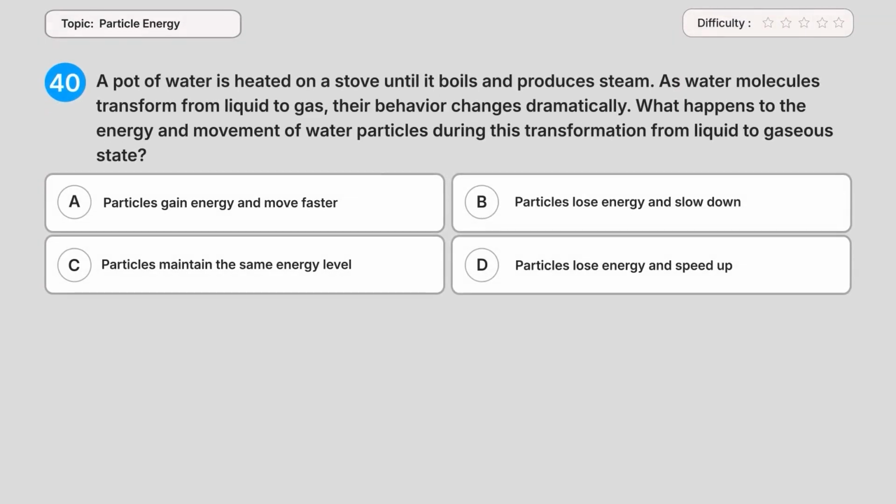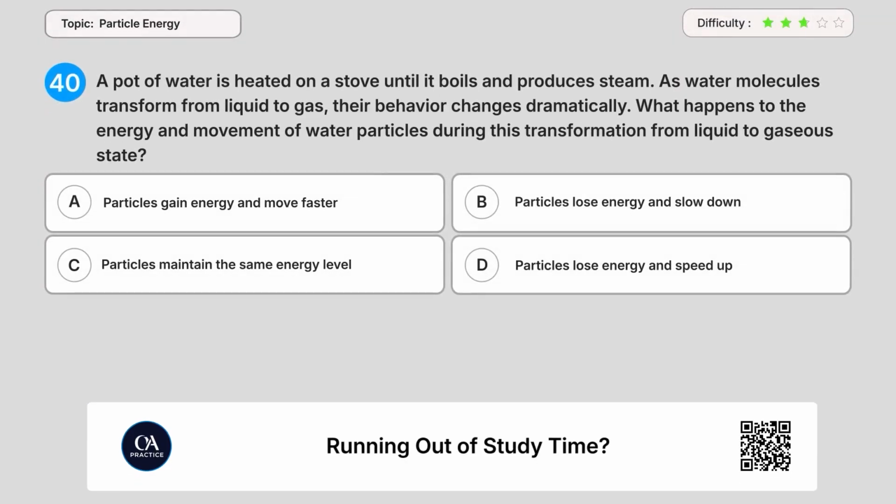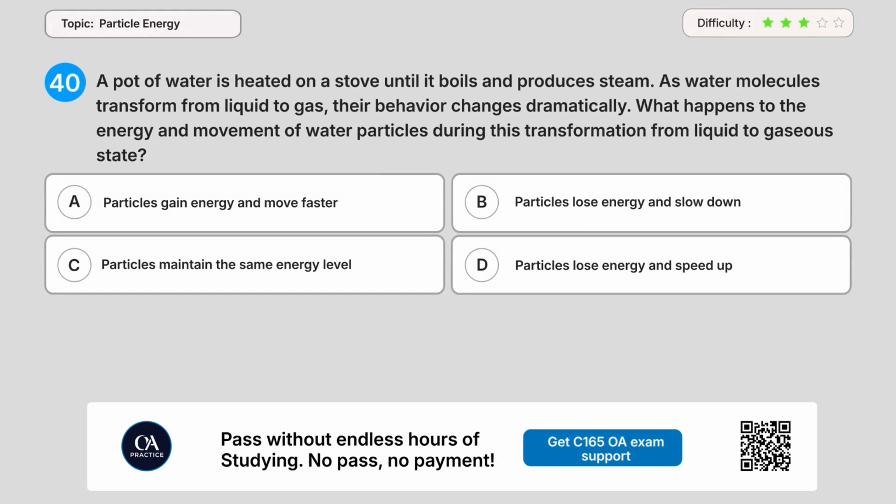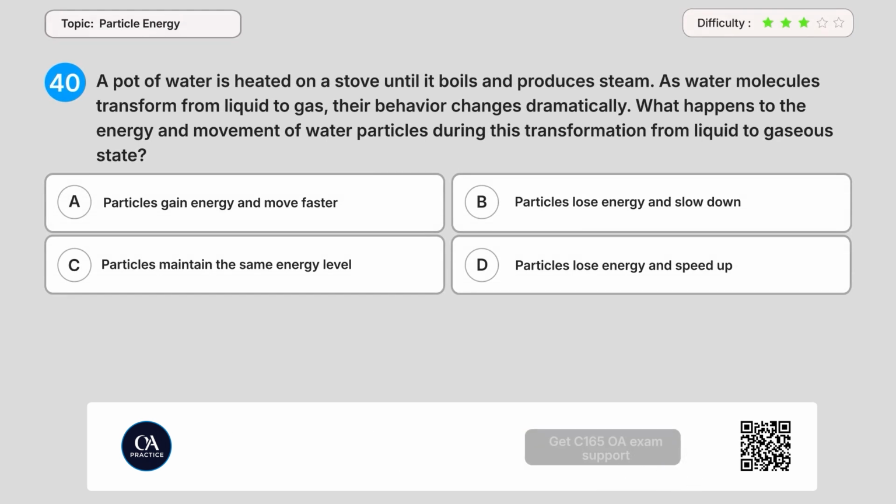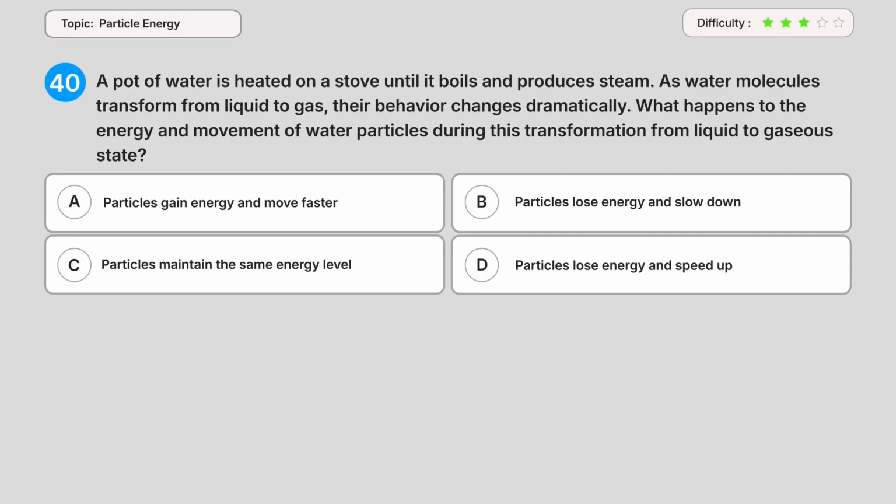40. A pot of water is heated on a stove until it boils and produces steam. As water molecules transform from liquid to gas, their behaviour changes dramatically. What happens to the energy and movement of water particles during this transformation from liquid to gaseous state? A. Particles gain energy and move faster. B. Particles lose energy and slow down. C. Particles maintain the same energy level. D. Particles lose energy and speed up.